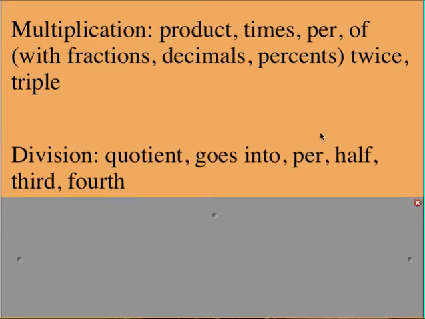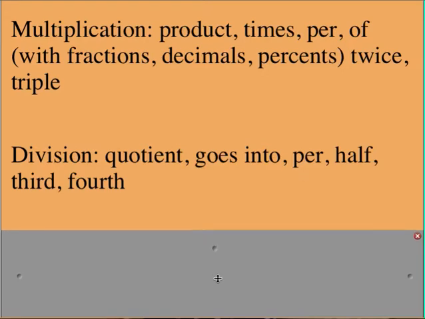and fourth. The difference between the two pers: let's say you make $7 per hour for x hours, that would be 7 times x. But then let's say you are driving in a car and you drive 15 miles per 30 minutes, then that would be 15 divided by 30. That would be an example of division using the word per.